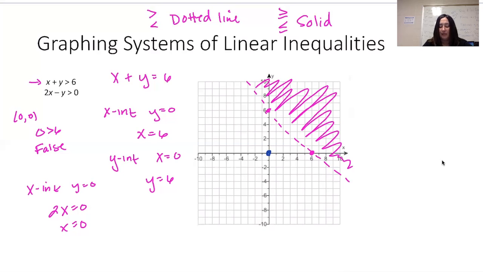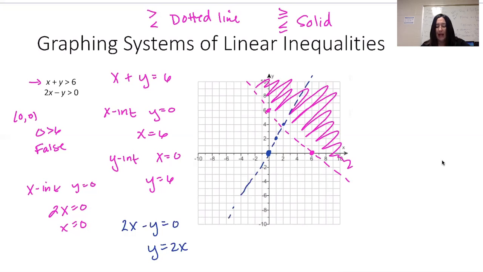So in this case, it might be better to solve it for y. And so if I move that y over, I'd have y equals 2x. So my slope is 2: up 2, over 1, up 2, over 1. Again, because it's just greater than, it is a dotted line.